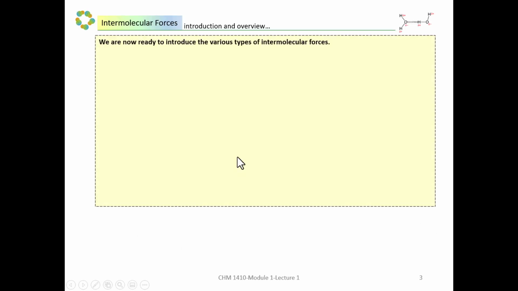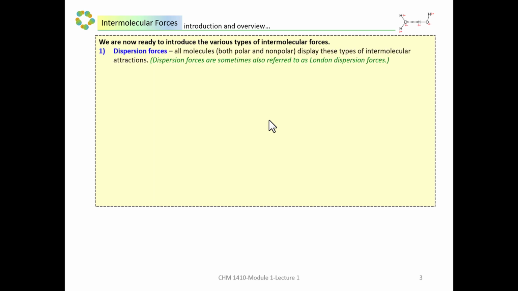So we're now ready to introduce the various types of intermolecular forces. On the last slide, we introduced one, dispersion forces. We'll talk about that, but we'll introduce some others. So the first main type of intermolecular force are dispersion forces, and all molecules, both polar and nonpolar, display these types of intermolecular attractions. Dispersion forces are also sometimes referred to as London dispersion forces.